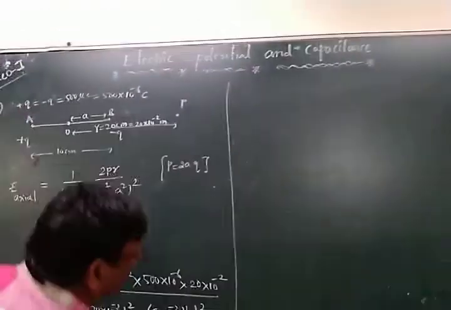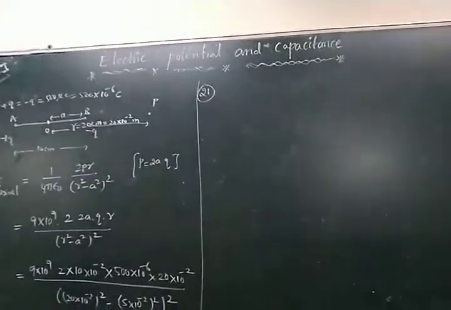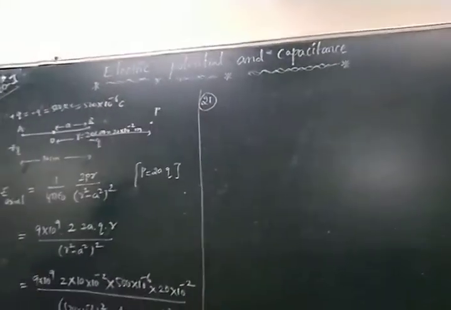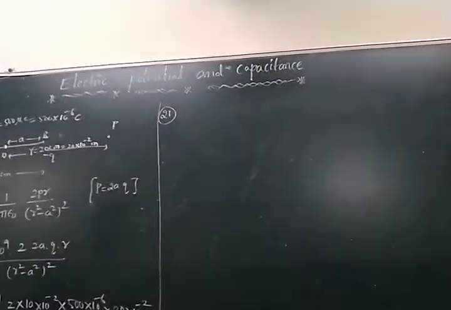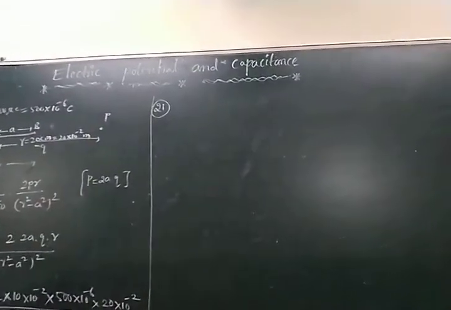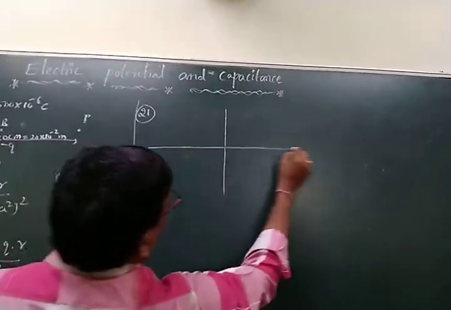So next is question number 21. Two point charges, minus q and plus q, are at the points (0, 0, minus a) and (0, 0, a) respectively. Find the electric potential at (0, 0, h). See here, this is considered the z-axis.